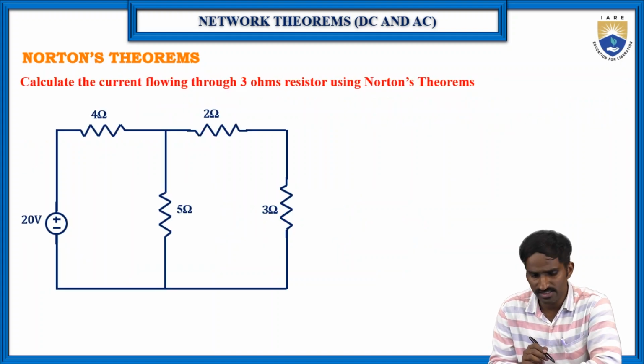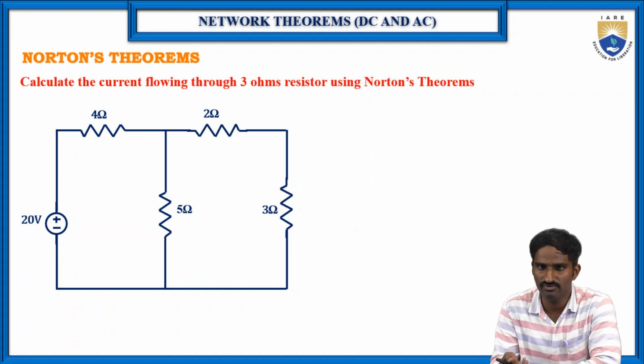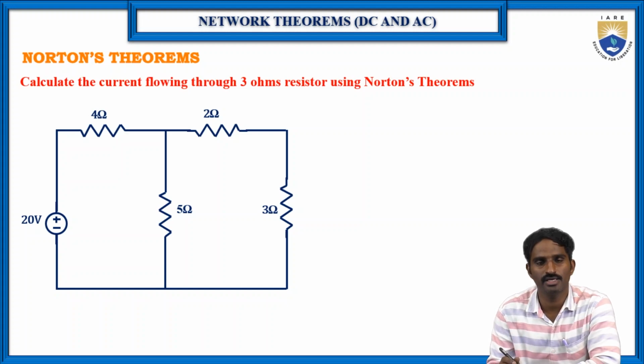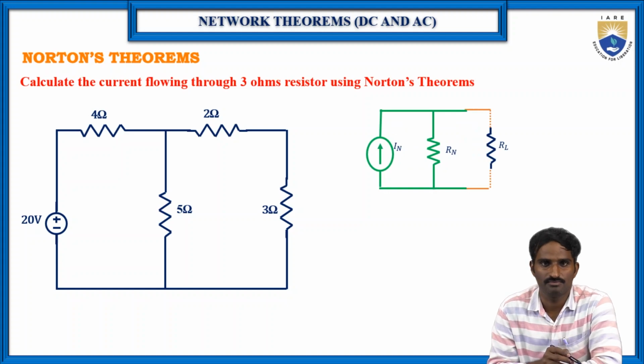Okay, so let us take the same circuit to find again the current flowing through the 3 ohms resistor by using the Norton's theorem. Of course, anyway we will get the same value, but let us see the procedure, how to follow the Norton's theorem procedure to find the current flowing through the 3 ohms resistor. So first, we have to draw the equivalent circuit for the given circuit, which is the Norton's equivalent circuit. The Norton's equivalent circuit consists of the Norton's current source, the Norton's resistance, and the load resistance. These three are connected in parallel, right?